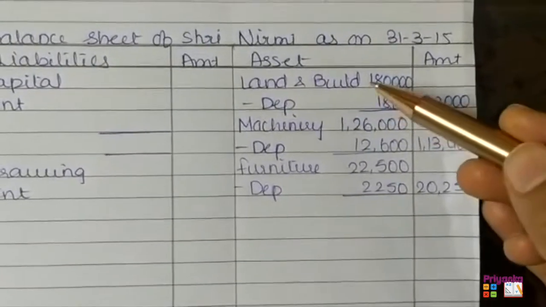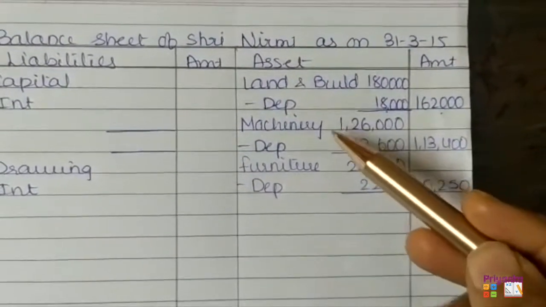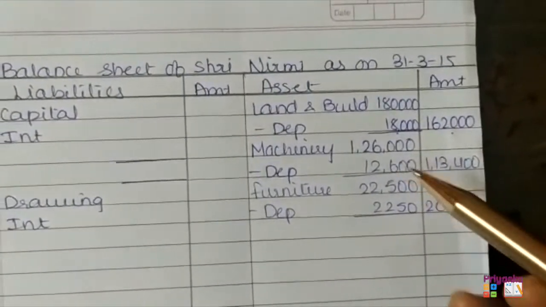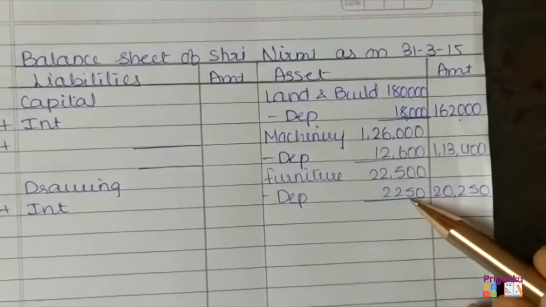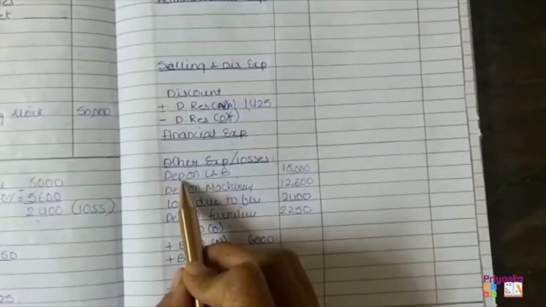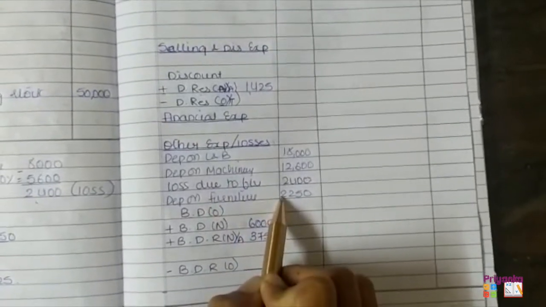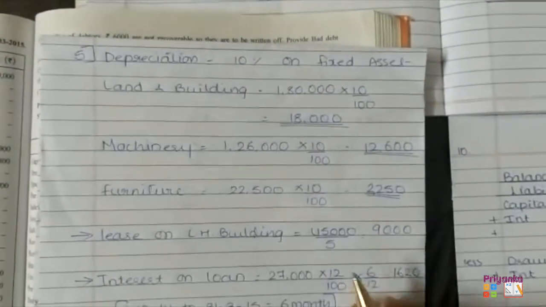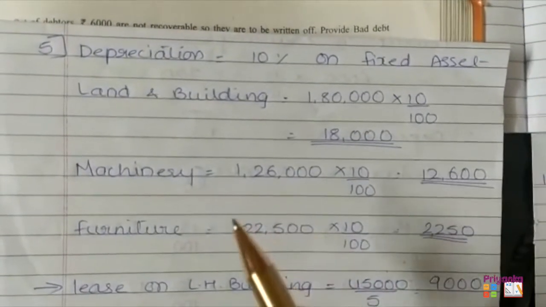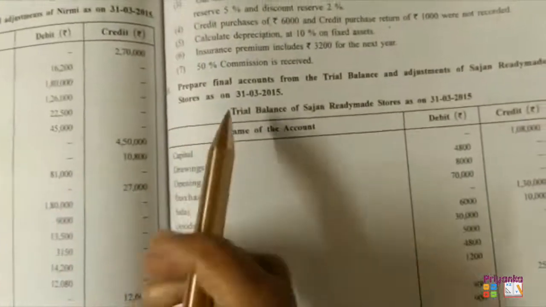Here I recorded land and building, get minus with the depreciation and remove the value outside. Same I did for the machinery and the furniture. The another entry for the depreciation value of 18,000, 12,600, 2,250 will be recorded in the profit and loss account debit side. As you can see, the depreciation on land and building is over here, machinery here, and depreciation on furniture over here. If you want, you can pause the video if you want to record the calculation of the asset, the depreciation of land and building, machinery and furniture. Moving to the next adjustment.